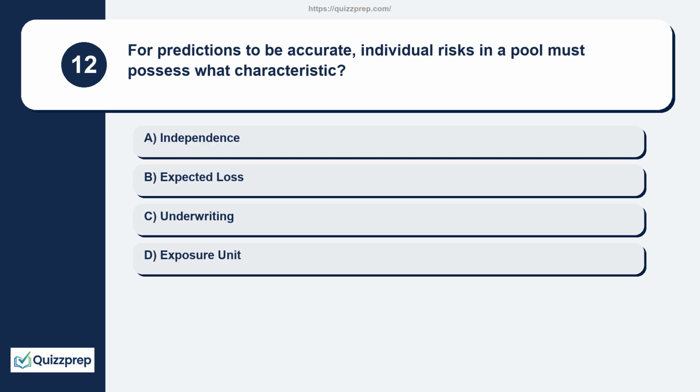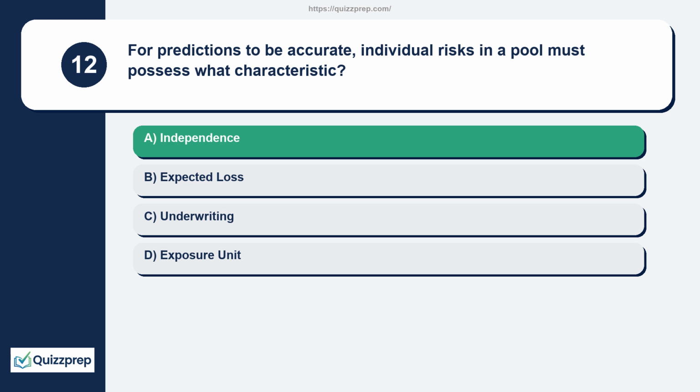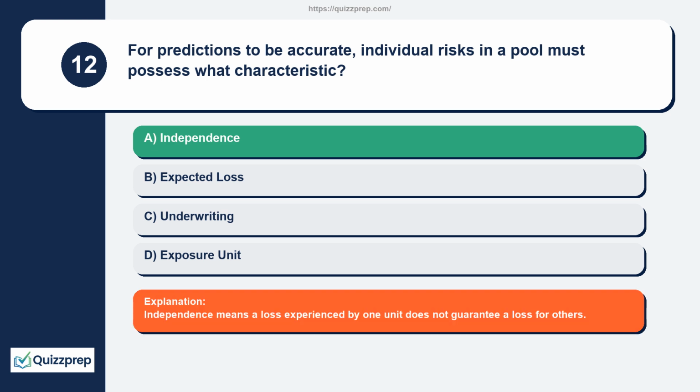Question 12. For predictions to be accurate, individual risks in a pool must possess what characteristic? Independence. Expected loss. Underwriting. Exposure unit. Independence means a loss experienced by one unit does not guarantee a loss for others.